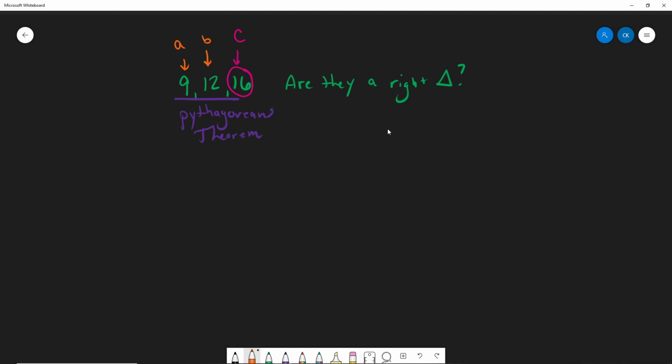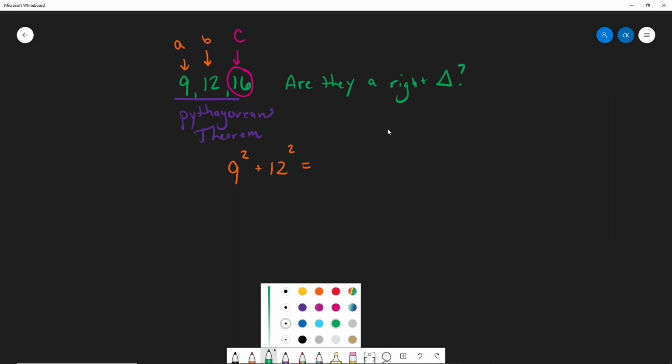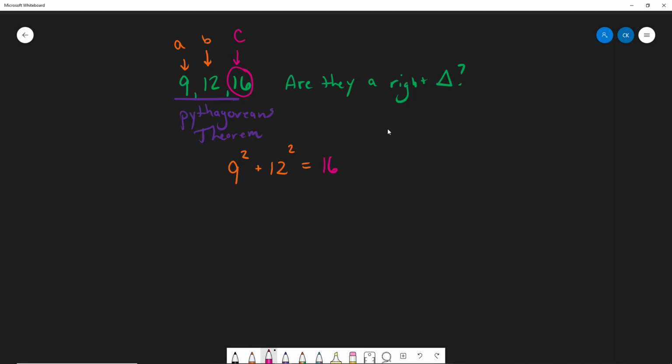So I take each of these three numbers and I plug it into Pythagorean's theorem. So I'm going to have 9 squared plus 12 squared. And we have to see, does that equal 16 squared? So now I just simplify what I can. 9 squared, that's going to be 81. 12 squared, that's 144.